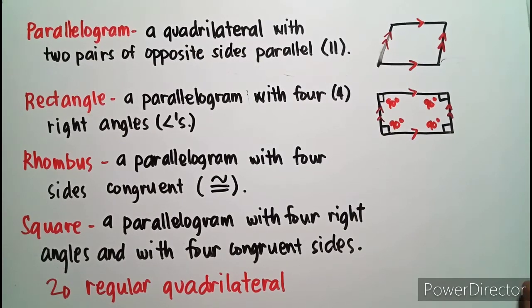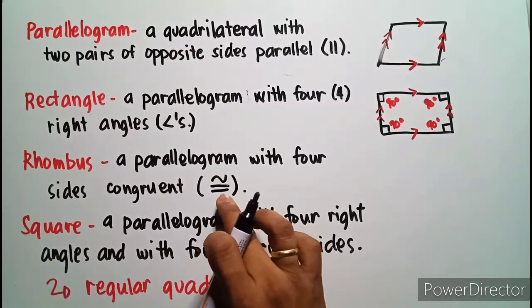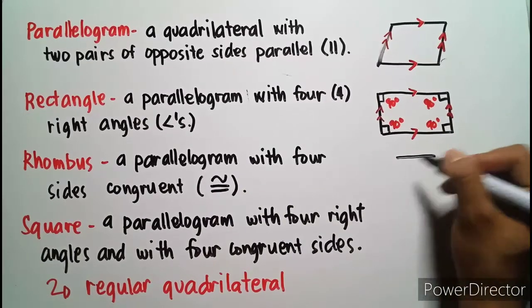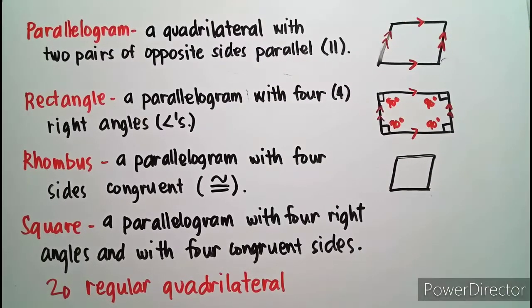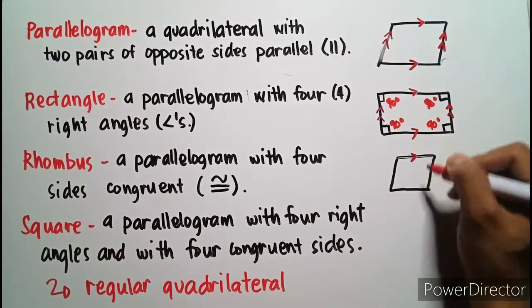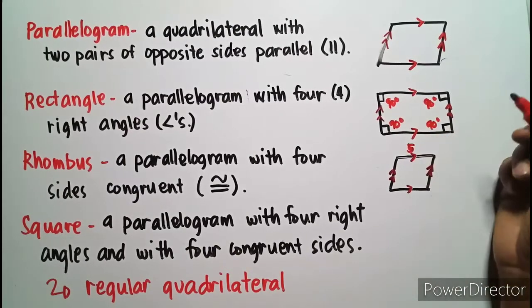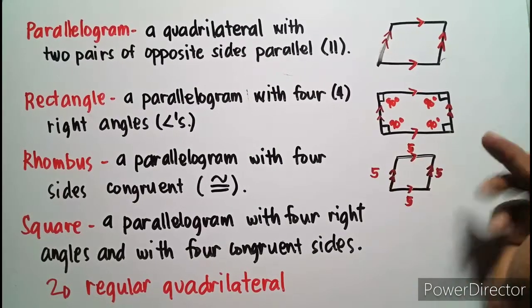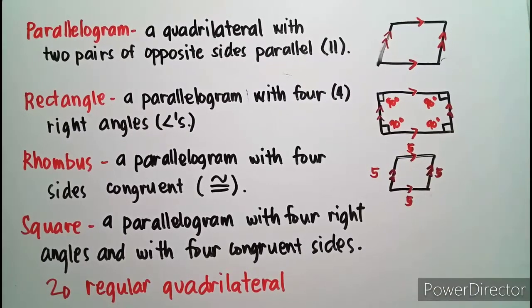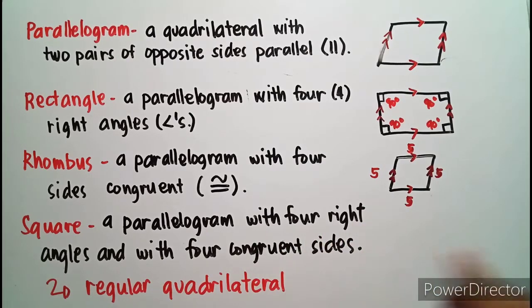Now, in a rhombus, it is a parallelogram with four sides congruent. Take note of the symbol for congruent. So, this is the symbol for congruent. So, four sides are equal. Okay, so four sides are equal. So, these are parallel. If we have this 5 cm, for example, 5 centimeter, this is also 5 centimeter, another 5 centimeter, and another 5 centimeter. So, all sides have equal measurements. That is a rhombus.